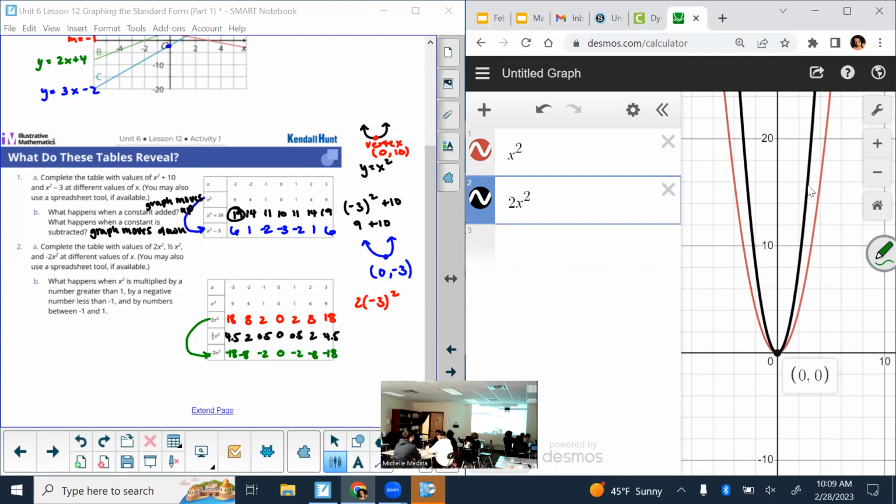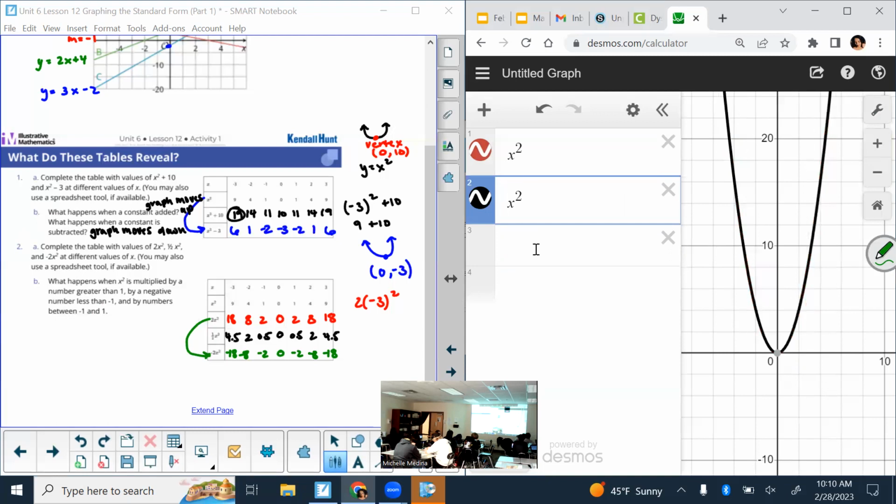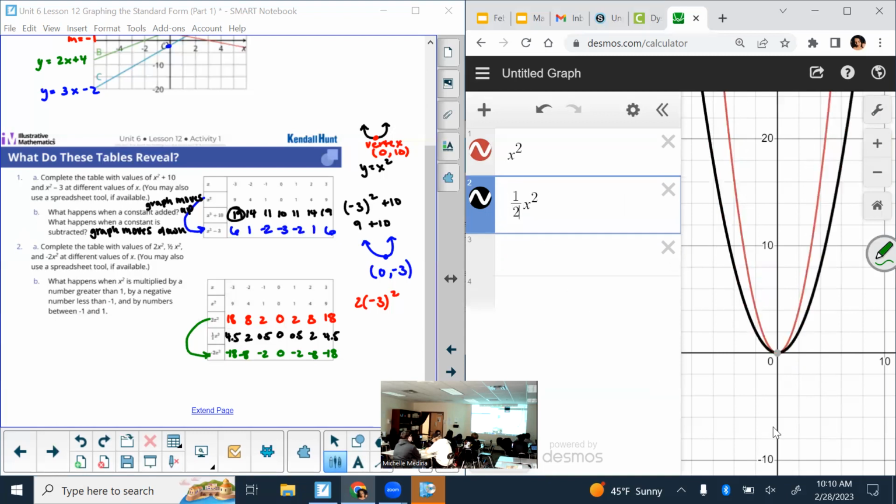But they're not right on top of each other, right? How would you describe these two graphs compared to each other? Which one is more narrow? The black one, the one that's multiplied by 2. It gets more narrow. We'll summarize this here in a second. See what happens when we change that 2 to 1/2. What happened to the graph? Like visually, how did it change compared to the parent graph? It became wider.